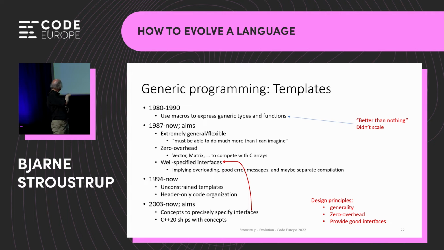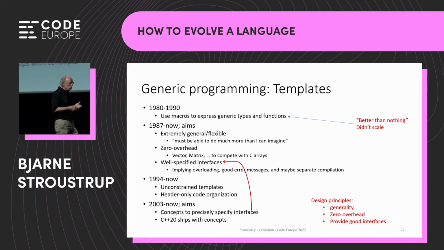The solution is called concepts, which specify the requirements of a template on its parameters, and classify the parameters in a way very similar to the way we specify the argument to an ordinary function. So that ships, and it goes back to the principles. You can find them in the design and evolution of C++: generality, zero overhead, provide good interfaces.